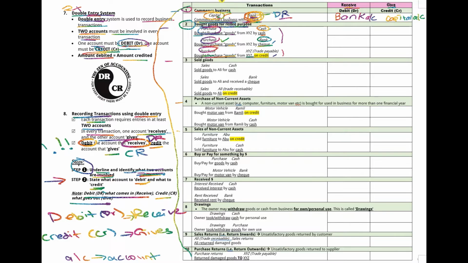And if you buy from a supplier, there will be a name here. If you buy goods by cash, you pay by cash. If you buy goods by check, you pay by check. And if you see you buy goods from a person's name, that means it's on credit, you have not yet paid him the money. So you just use the person's name, and this person is a trade payable. Trade payables is a credit supplier.